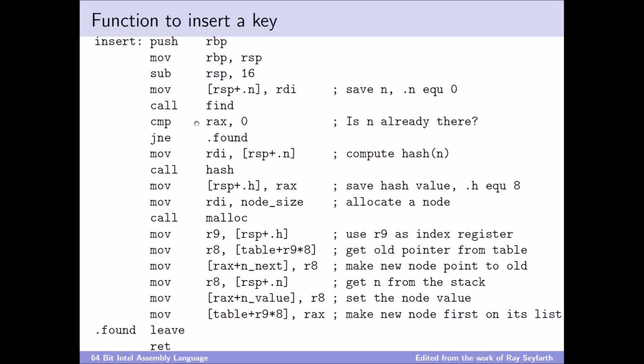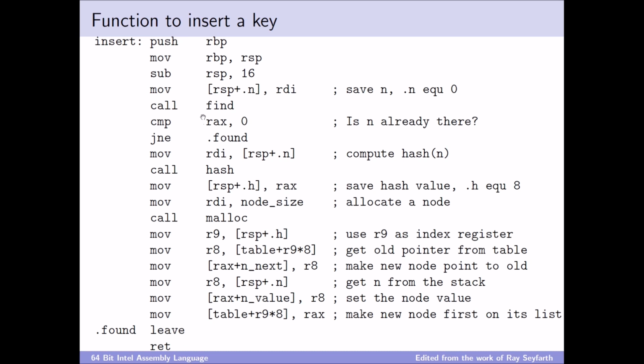We'll then do a comparison between the pointer that find returns and 0. If the returned pointer is in fact equal to 0, that means that key is not present in the hash table, and we can go ahead and create a new node and insert it into our hash table. If, however, RAX is not null, not 0, we know that key already exists because we got back a valid pointer. In that case, we'll simply jump to the .found label all the way at the bottom here, destroy our stack frame, and return.